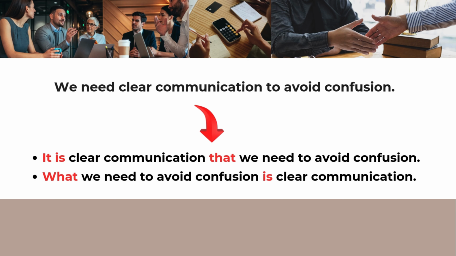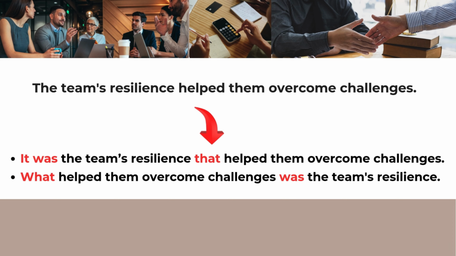Example number 3. We need clear communication to avoid confusion. It is clear communication that we need to avoid confusion. Or, what we need to avoid confusion is clear communication. Let's do 2 more to master this sentence structure. The team's resilience helped them overcome challenges. It was the team's resilience that helped them overcome challenges. Or, what helped them overcome challenges was the team's resilience.